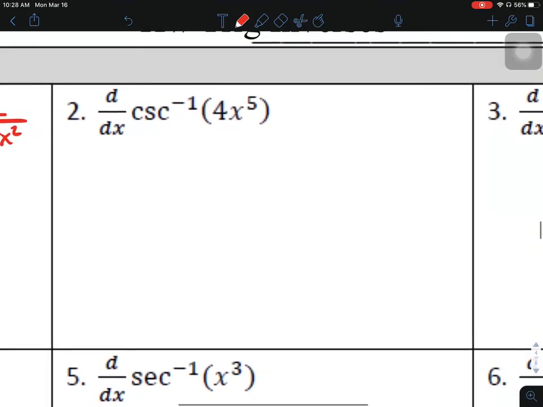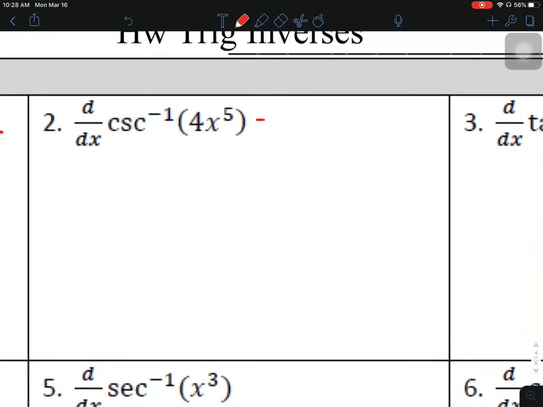Number two, we got the derivative of cosecant inverse. Cosecant inverse is a negative. We got u prime up top, the derivative of this, which would be 20x to the fourth, and that's over the absolute value of u. U is 4x to the fifth. And then we have the square root of u squared.